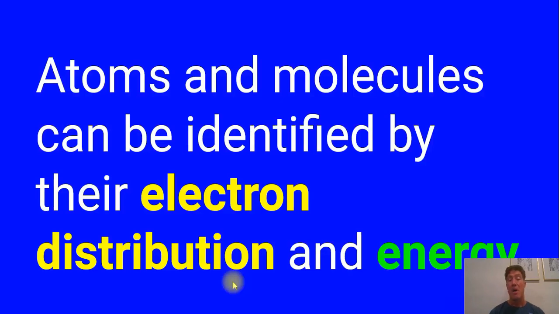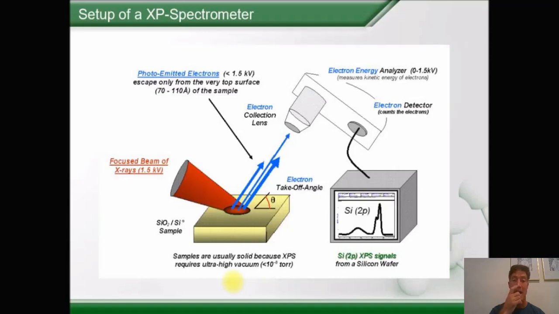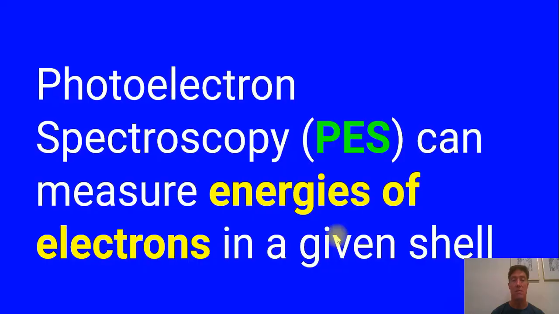So as we said, atoms and molecules can be identified by their electron distribution and their energy. And so we can take a beam of energy, electromagnetic energy like X-rays, and bombard a sample of matter. And so here is an electron detector counting the electrons that are being released by the influx of this electromagnetic energy. Again, you don't have to know the details of this, but you are going to have to be able to decode and interpret the results.